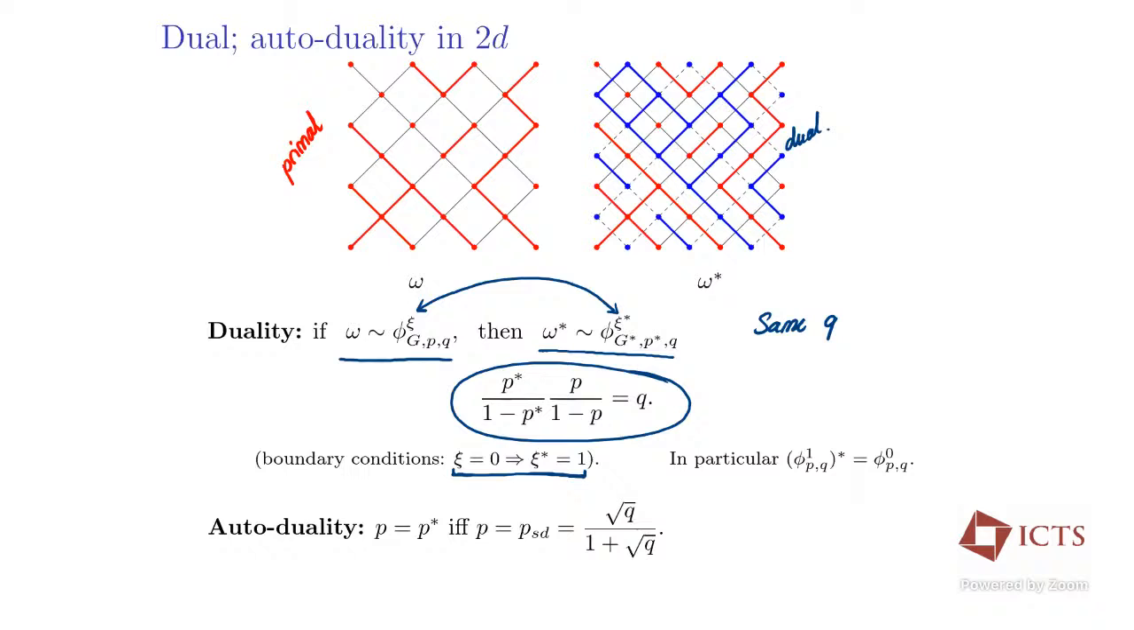And so the first thing that you do when you see this kind of equation is you wonder, when is p equal to p*? Because you expect this to be a special point. This is called the self-dual point, and a simple computation shows you that it is square root of q over 1 plus square root of q. And you notice that if you put q equals 1, you do get 1/2, as we had before.